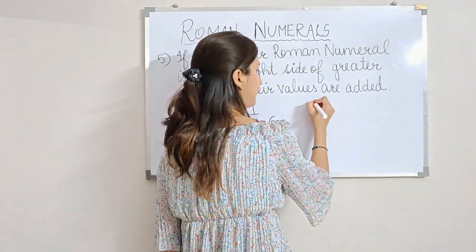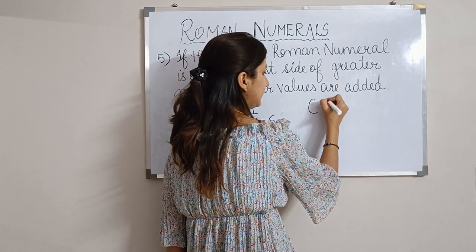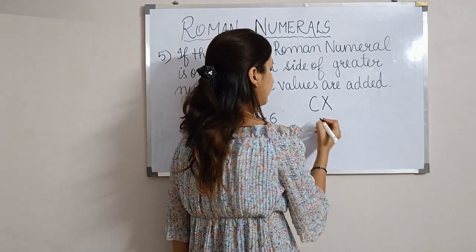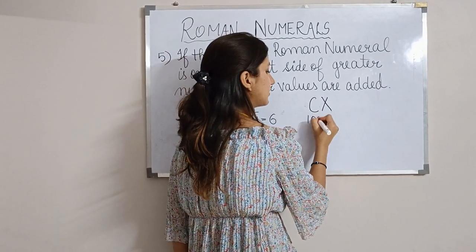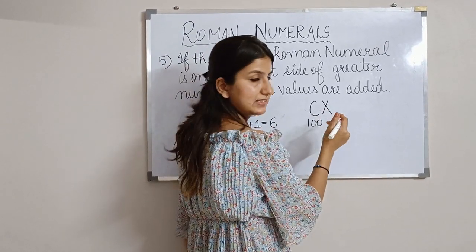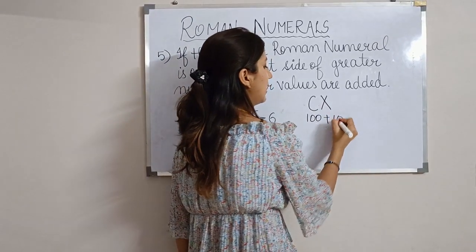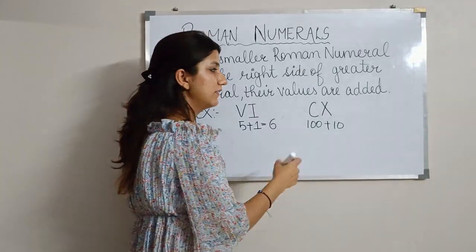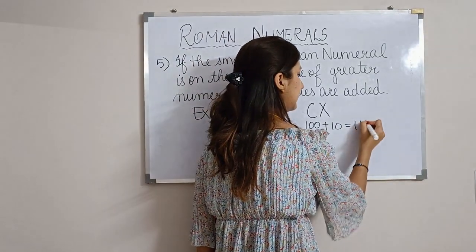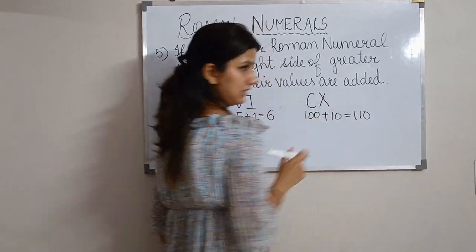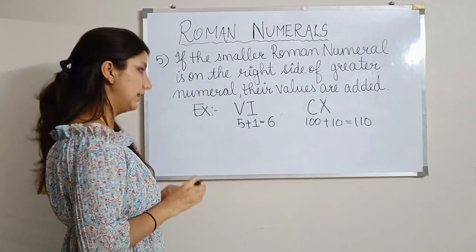Let's take one more example. Suppose this C and then X. C stands for 100 and this X stands for 10. Now we're going to add these two values. 100 plus 10 gives 110. So CX is the symbol for 110.